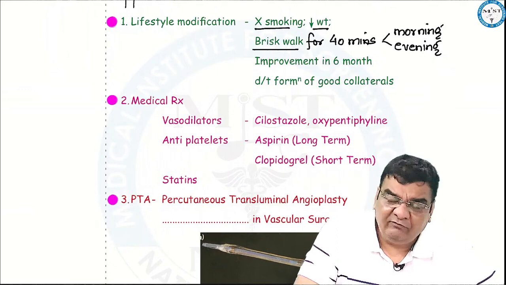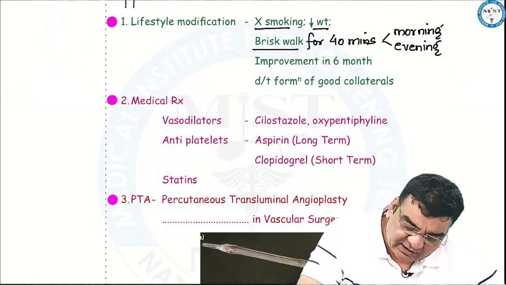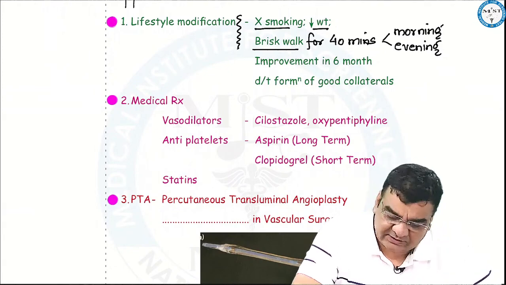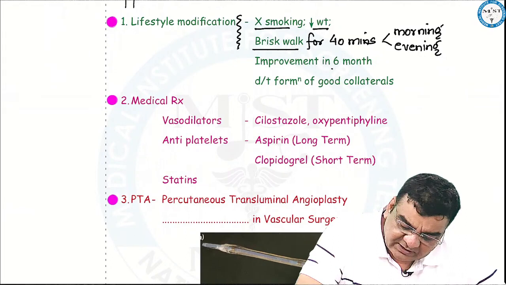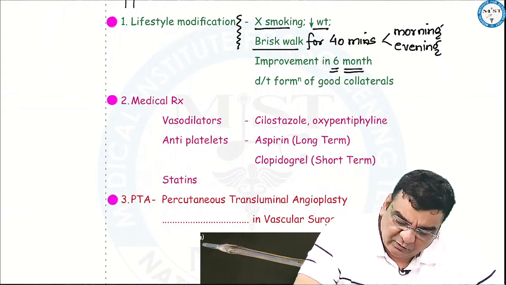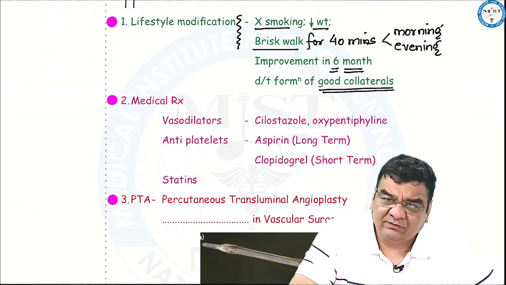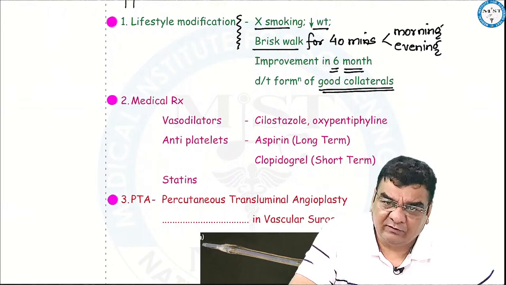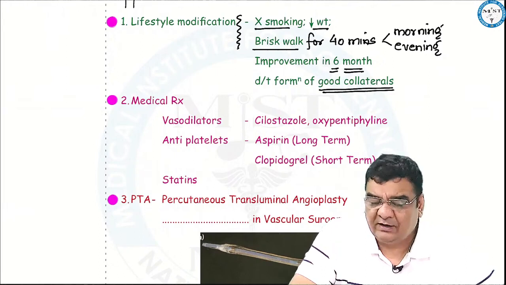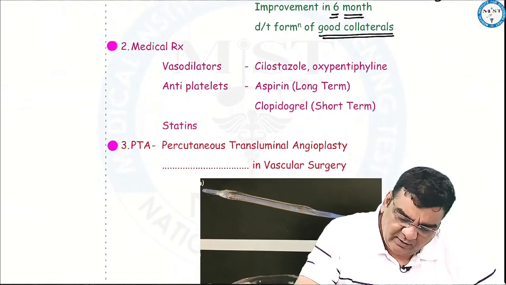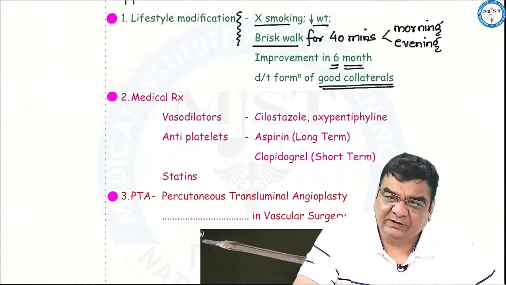And believe me, beta, if the patient can afford this treatment, if the patient follows your advice, there is an improvement seen in 6 months' time due to formation of good collaterals around the obstruction. Obviously, collaterals are something which take a long time to develop. In 6 months' time, good collaterals can develop and the patient can be absolutely fine. But this treatment is really expensive.